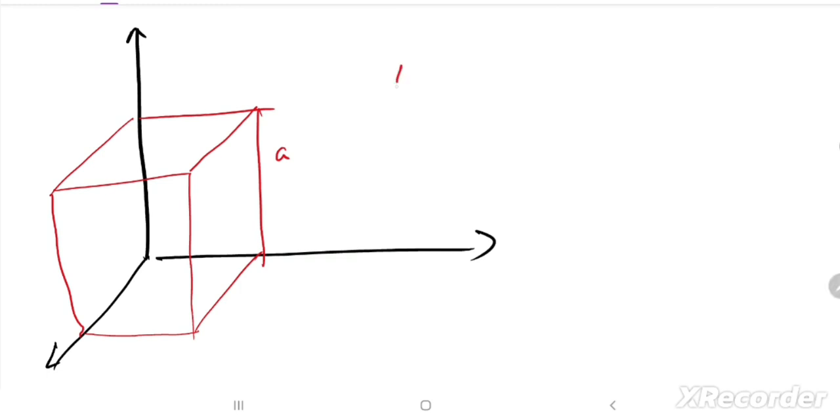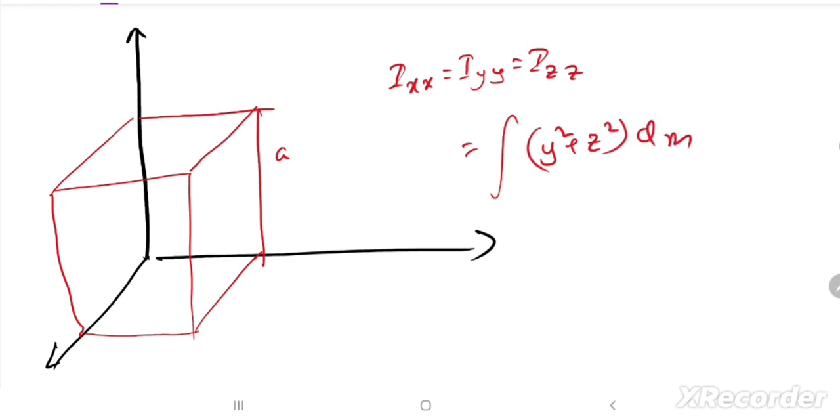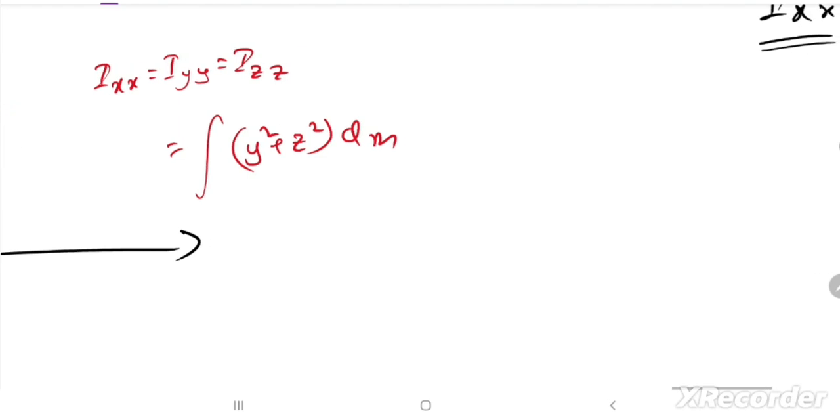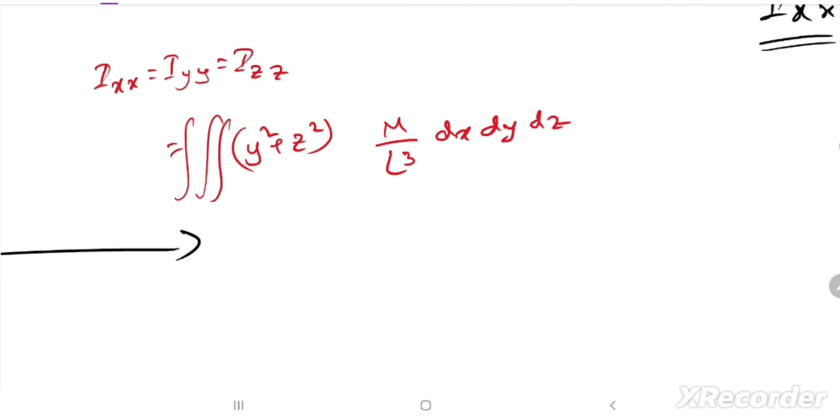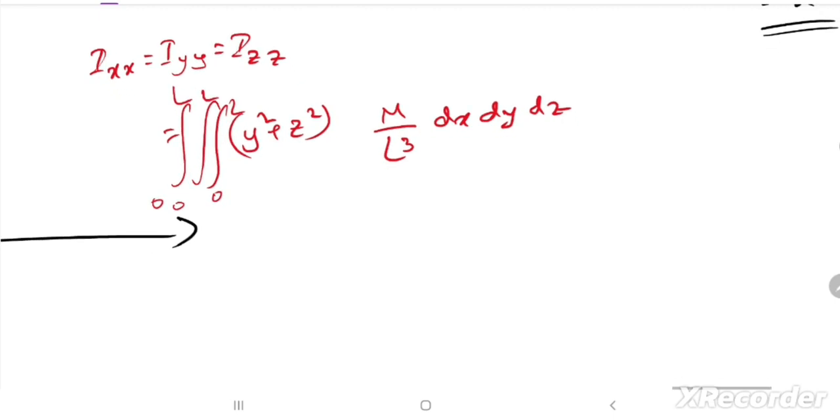Now Ixx is equal to Iyy is equal to Izz by symmetry, which is equal to integral y square plus z square dm. Okay, till now it's okay. Now how to write dm? dm I can write as m by l cube dx dy dz. We can replace it by a triple integral, and we can see that all the xyz coordinates are independent of each other. So I can just set the limits to be 0 to l, 0 to l, 0 to l.